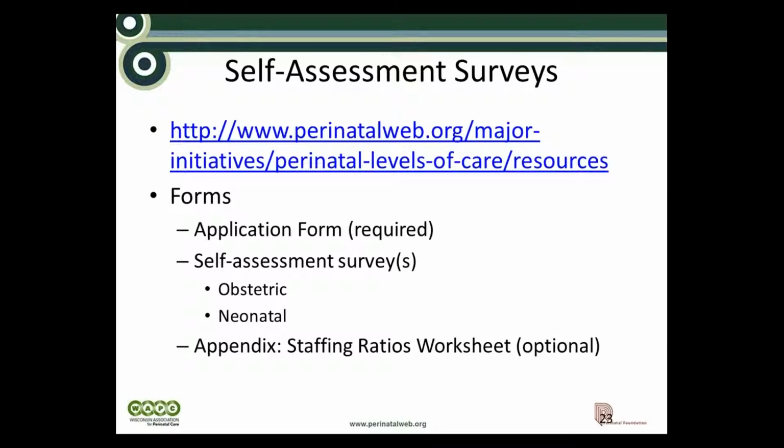We're going to look at some of the surveys now and go over some examples so that you can get a feel for what these may be like. We've modified the forms that used to be pen and paper. You'd mail them back, we'd make copies and send them out. We now have a fillable form that you can save electronically and then just email it to us to review. All those things are found on the website.